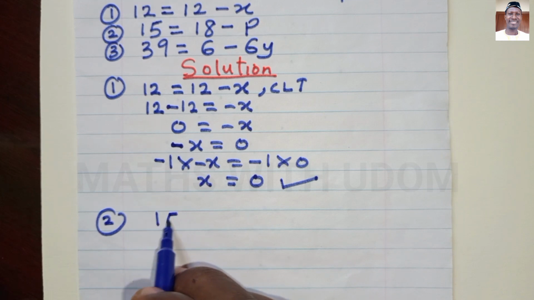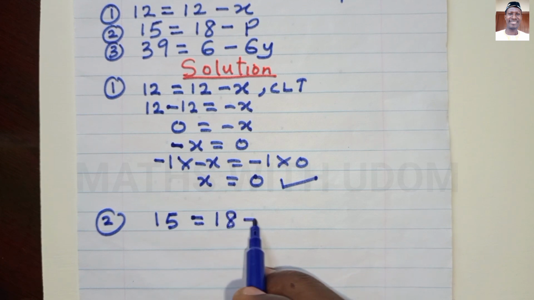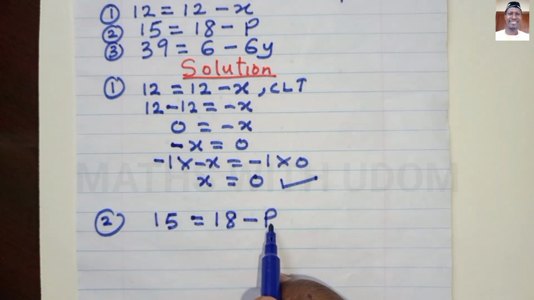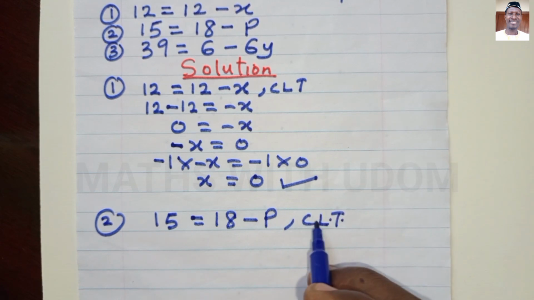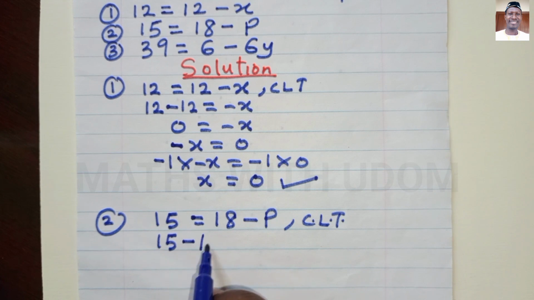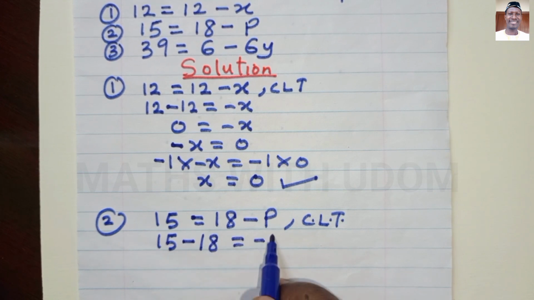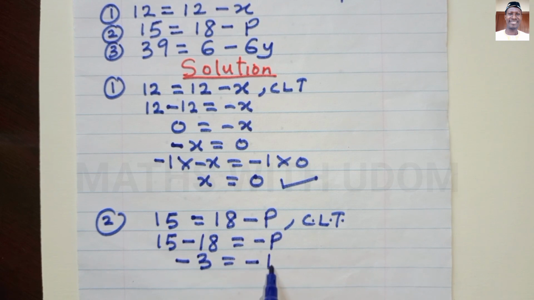Question 2. We have 15 equals 18 minus p. We have to solve for the value of p. So all we need to do here is to collect like terms. When you collect like terms, we have 15 here. 18 will cross to the left-hand side and turn to negative because it was positive. It will turn to minus 18 equals minus p. 15 minus 18 is equal to minus 3 equals minus p.